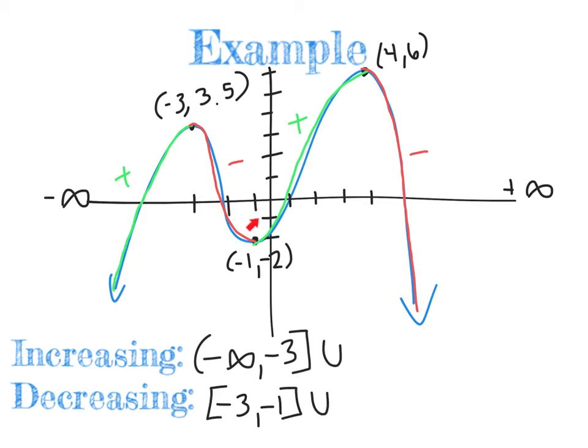And then from negative 1 all the way to positive 4, the graph is going upward. So from negative 1 to 4. And then finally, from 4 all the way to the right, the graph is just going to keep going downward. So it's going to decrease from 4 to infinity. The graph is just going to go to the bottom.